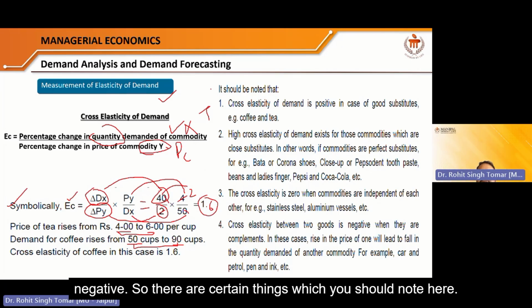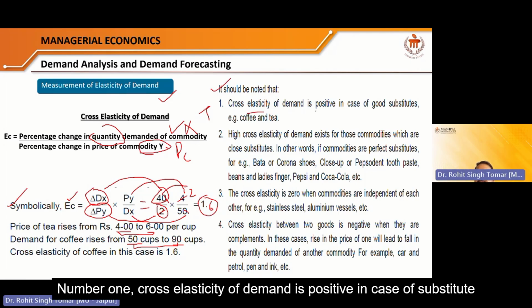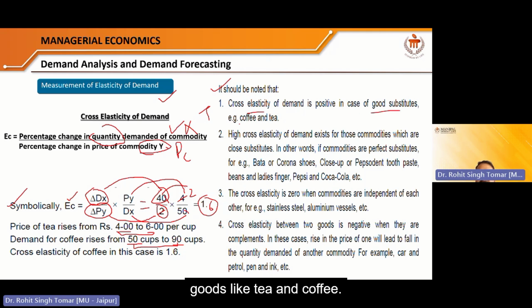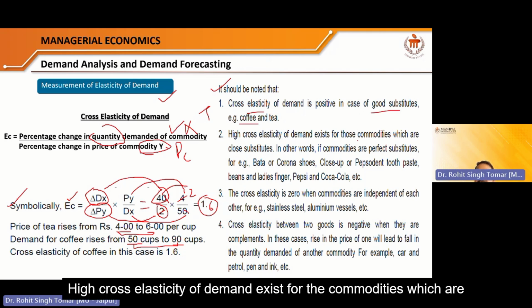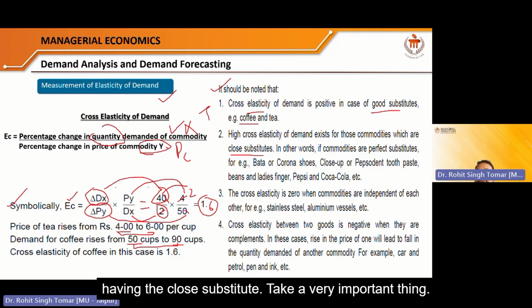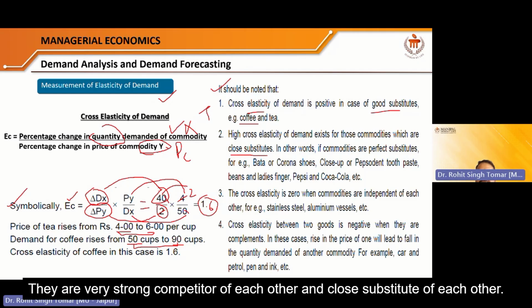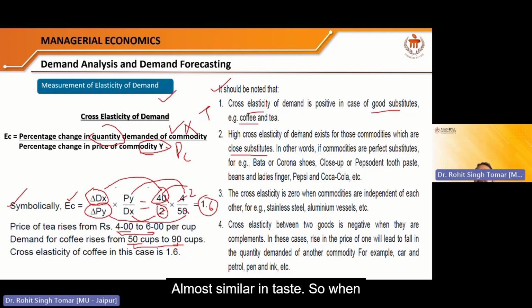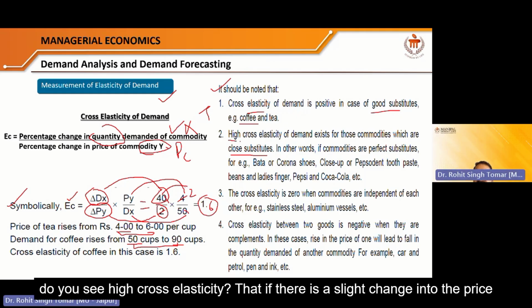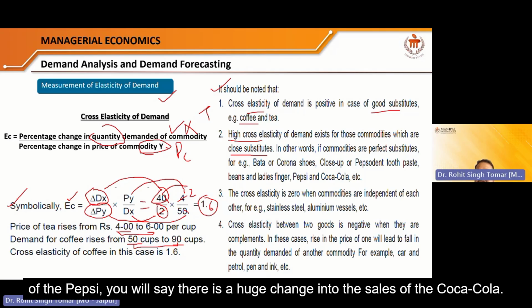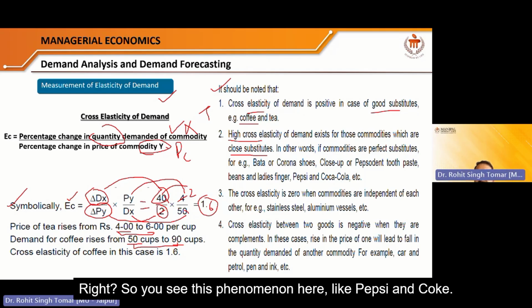So there are certain things which you should note here. Number one, cross elasticity of demand is positive in case of substitute goods like tea and coffee. High cross elasticity of demand exists for commodities which have a close substitute. Take a very important thing: commodities like Pepsi and Coke are very strong competitors and close substitutes of each other, almost similar in taste. So you see high cross elasticity: if there is a slight change in the price of Pepsi, there is a huge change in the sales of Coca-Cola, right? So you see this phenomenon here, like Pepsi and Coke.